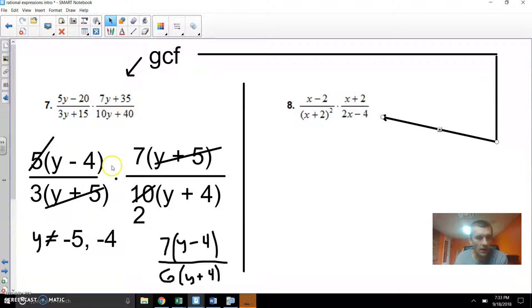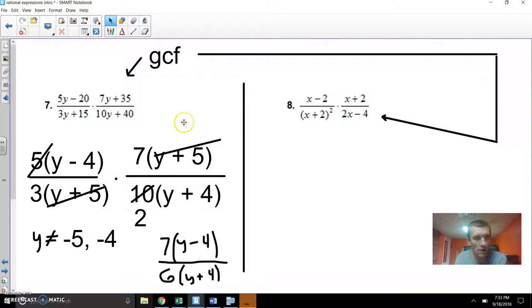So what you've seen down here is me dividing out all of the greatest common factors and then taking a moment to cancel everything that matches. Y plus 5 cancels with this y plus 5. This 5 can cancel with part of this 10, but there's still a 2 there left over.